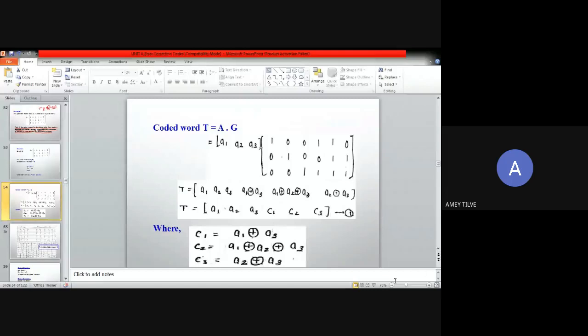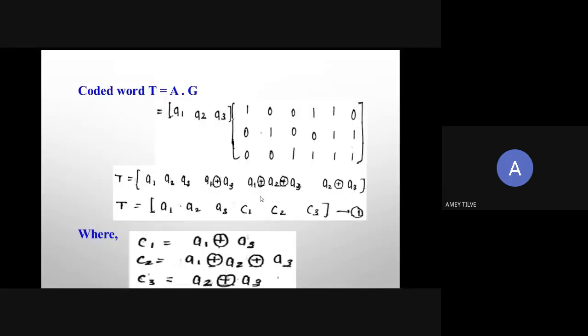Now we need to calculate what our C1, C2 and C3 are. We know the formula of C1, C2 and C3. Now, what was the actual length of the message? N equals K plus R. We know the actual length of the message: N was 6, and K value was given as 3. Because of which we have found out the value of R.